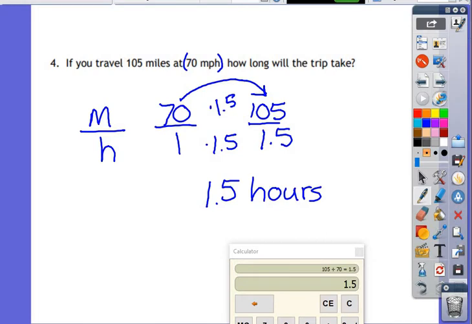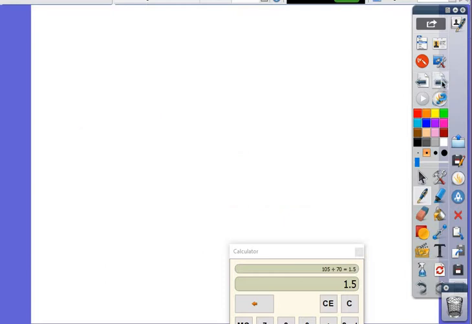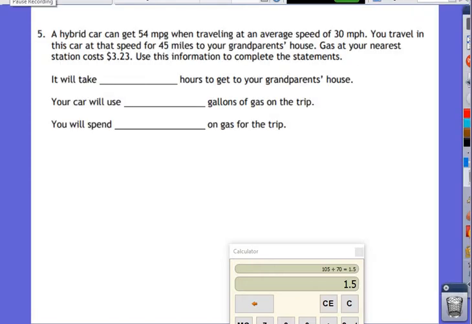Okay, and number 5 is the last question I'm working with you, and then you'll have time to work on any homework. So number 5 says, oh dear. So here is my problem number 5.